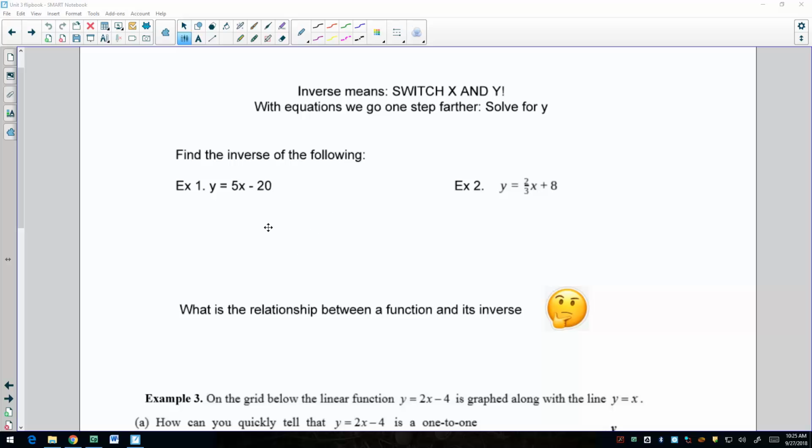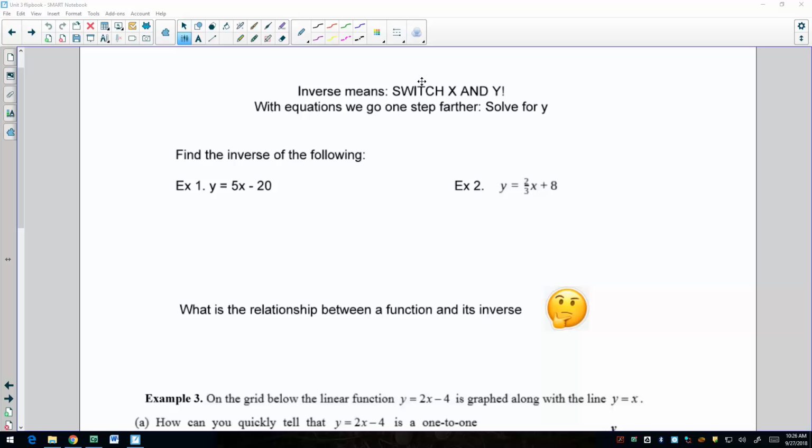Welcome to lesson 3.5 on the inverses of linear functions, which is actually a review for you guys because we did it back in lesson 2. So we're going to start off right with an example, two examples actually. Examples 1 and 2 ask you to find the inverse of the following equations.